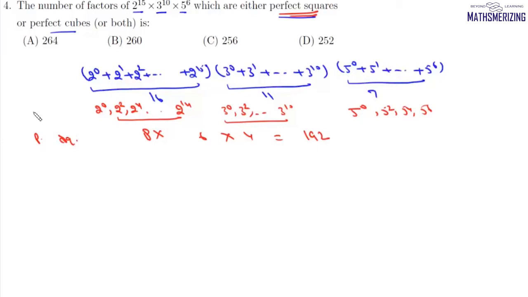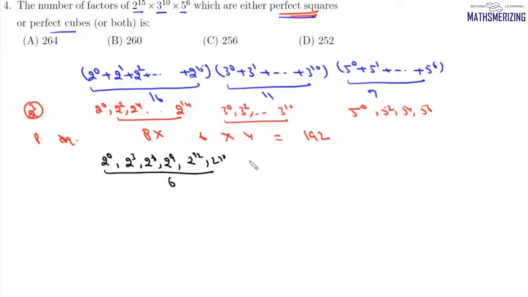Now for perfect cubes, we must have powers of 3. Now how many powers of 3 are possible? For 2, the powers of 3 that we can have are 2^0, 2^3, 2^6, 2^9, 2^12 and 2^15. So altogether, we have 6 such numbers.